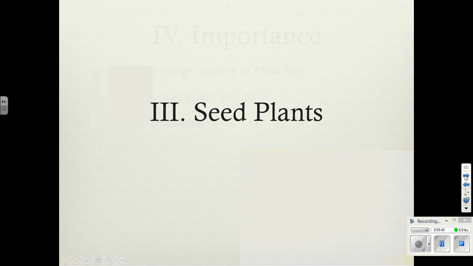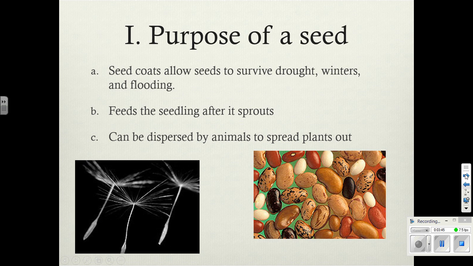All right, and then on to the seed plants. The whole purpose of a seed is to basically allow a new plant to kind of sit dormant for a while until conditions are just right, and then all of a sudden they're going to start to grow. So they have this seed coat, which is a nice protective outer coating. It allows the seed to live through droughts, winters, flooding, and then when the conditions are just right, that seedling's going to sprout and they're going to actually feed off of that seed coat.